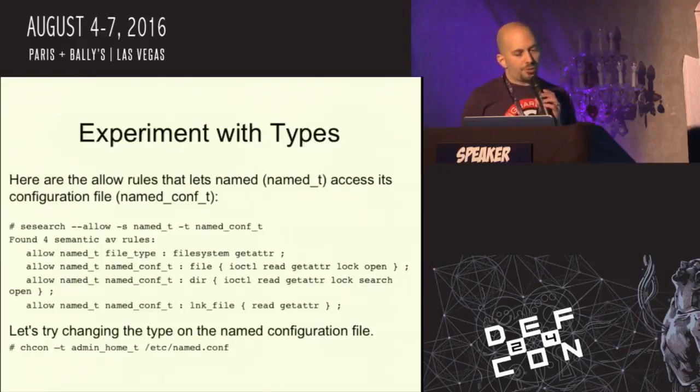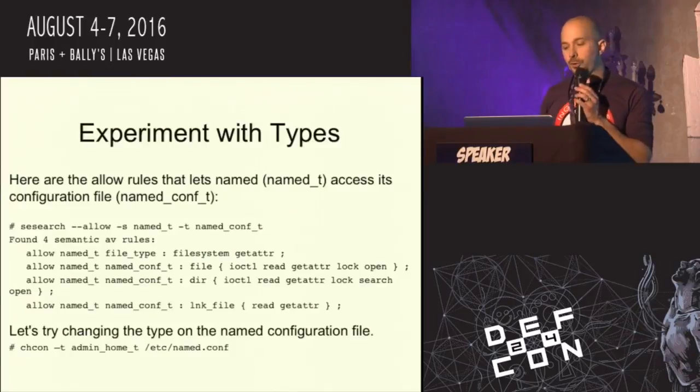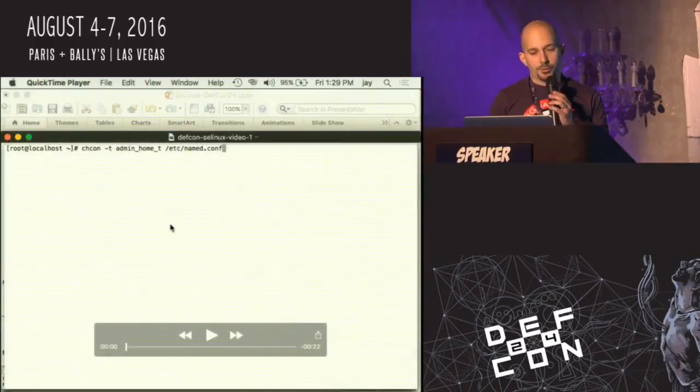So what I want to do is do an example real quick, and this is where I'm going to switch over to a video. The bottom of the slide says let's change the label on named.conf from what it is right now, from the named_conf_t type, over to the same one that's used for root's home directory. So I'm going to switch over and do our first video.